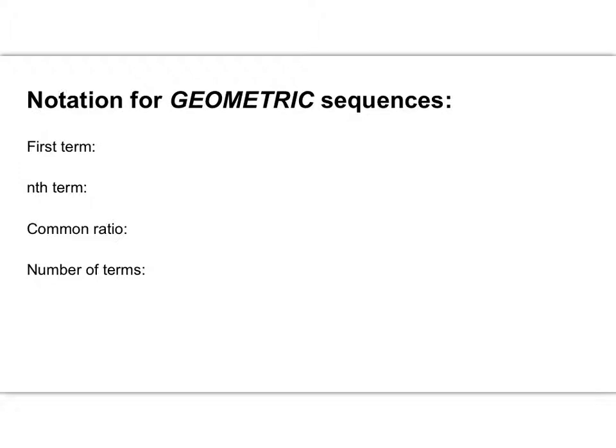Okay, so let's move on to geometric sequences. First term, a1, nth term, an, common ratio, r, and number of terms is n. So the only thing that's different here is that the common ratio is r.